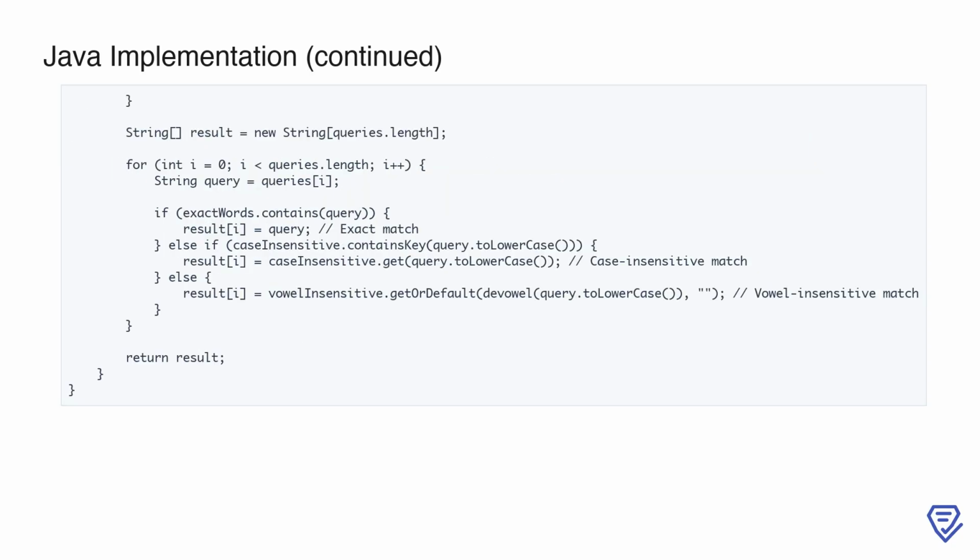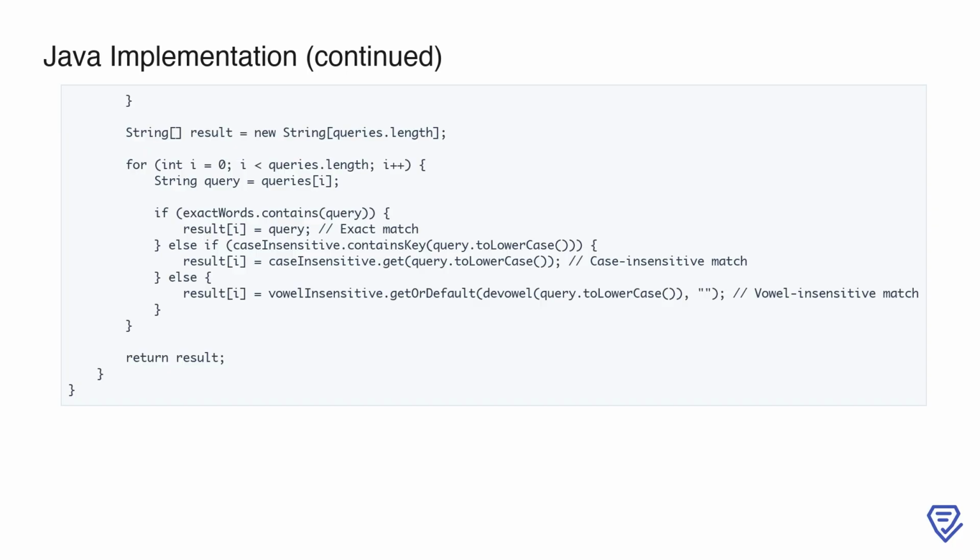After building the collections, we initialize an array called result to store the output for each query. We then loop through the queries array, processing each query one at a time. First, we check if the query exists in the exact word set for an exact match, and if it does, we assign it directly to the result array. If the exact match fails, we attempt a case-insensitive match by converting the query to lowercase and checking the case-insensitive map. If a match is found, the corresponding word from the word list is added to the result.